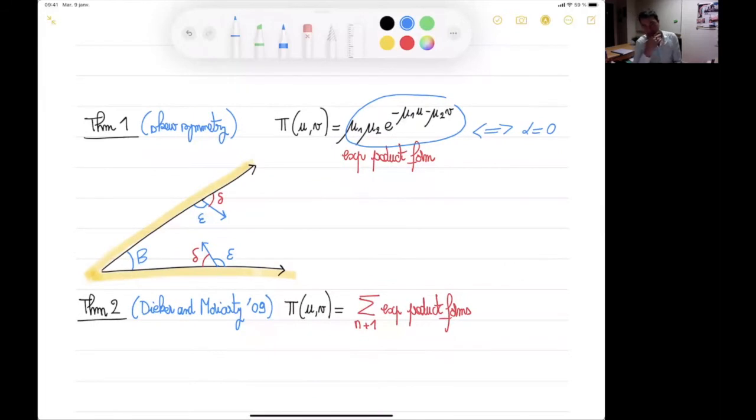And later, there was this generalization by two colleagues in England at that time, Dicker and Moriarty. And it's a nice generalization. So they said, finally, we can also have a sum of similar exponential product forms, let's say a sum of n plus one terms, if and only if alpha is equal to minus n. So it's a negative integer.